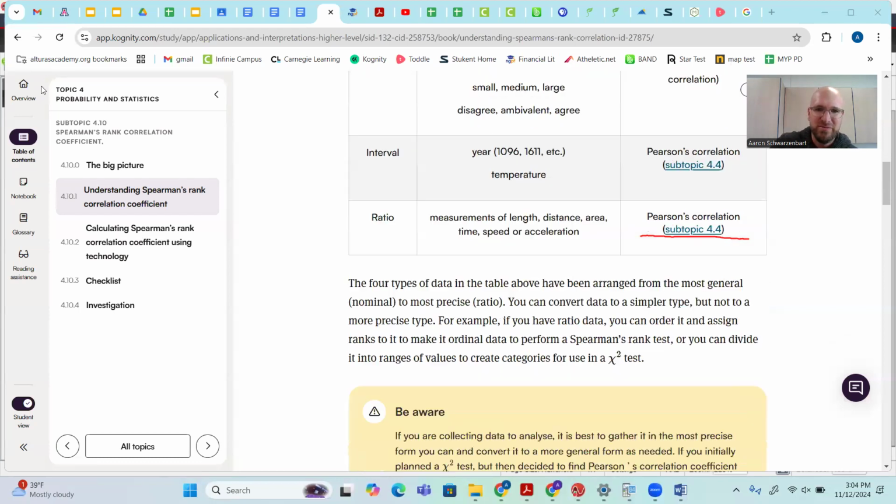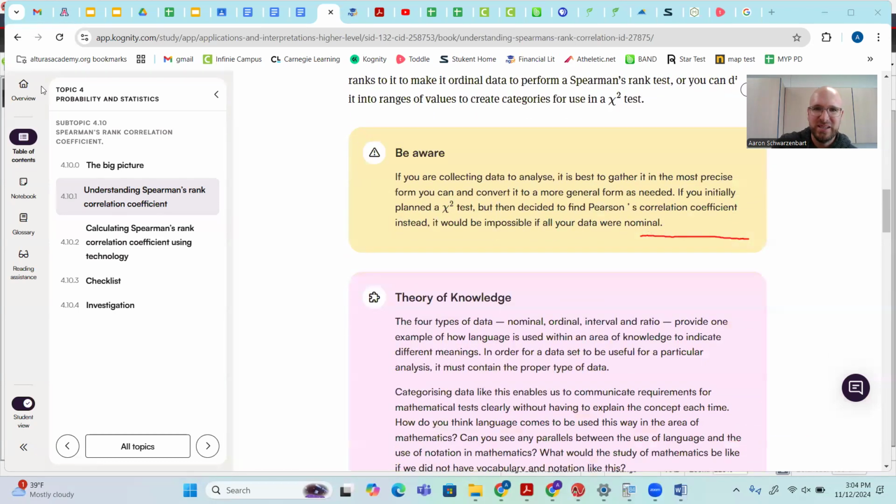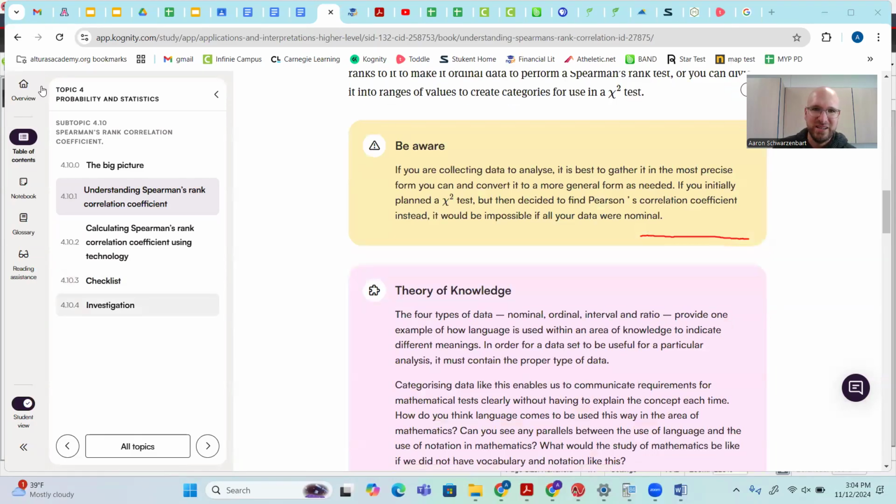Okay, so Spearman's rank. Be aware, if you are collecting data to analyze, it is best to gather it in the most precise form. You can always convert it into a more general form as needed. If you initially planned a chi-square test but decided to do a Pearson's correlation coefficient instead, it will be impossible if all your data was nominal. So collect it as precise as possible. Don't collect it in rank order. So if you're collecting data on a race, collect the actual times. Then put them into rank order and you can do the rank test. But then you at least have the times if you decide you need to do something else.